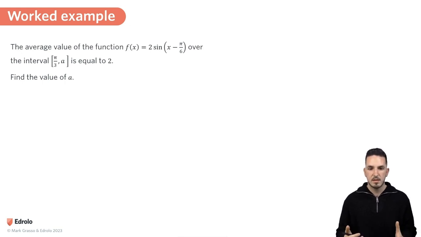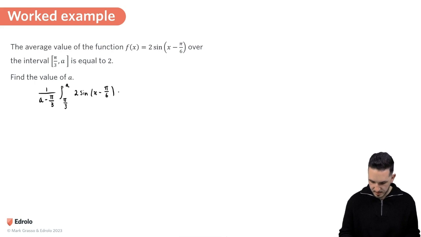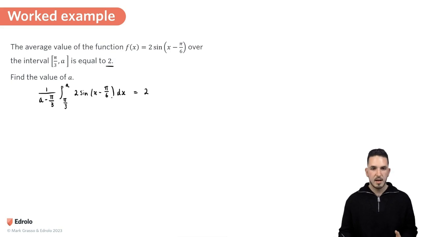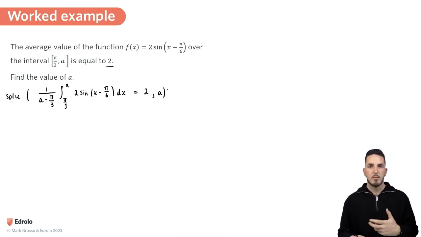So in this case, the first thing you want to do is set up your average value formula. So again, we can say we're going to have 1 over a minus pi on 3 times the integral from pi on 3 to a of f of x, in this case 2 sine of x minus pi on 6 dx, and this has to be equal to 2 because that's what they've told us in the question. So now if we would like, we could put this in our CAS, so we could do this as solve. Then we have to do comma a because that's the polynomial that we're solving for.